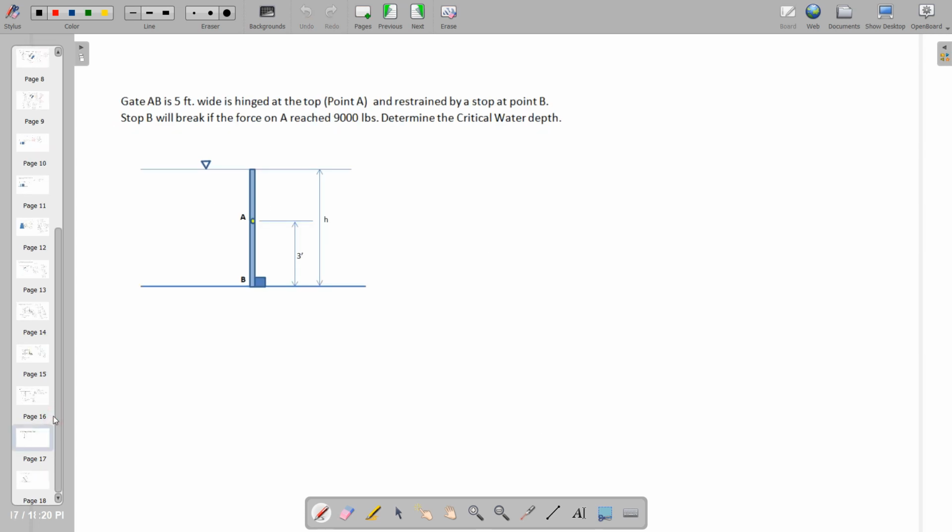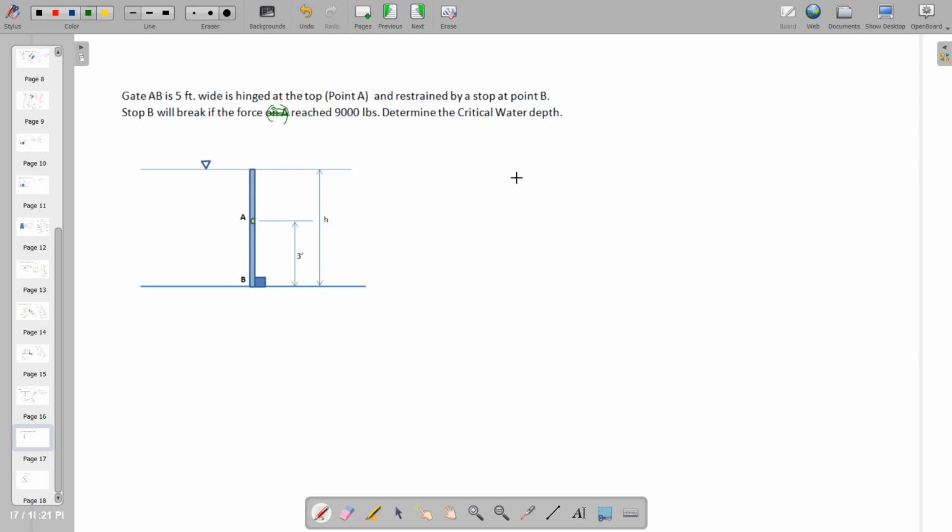So moving on to the next, we have gate AB is 5 feet wide and hinged at the top. So that is point A in the figure, and restrained by a stop at point B. So stop B will break if the force on B reaches 9,000 pounds. Determine the critical water depth.